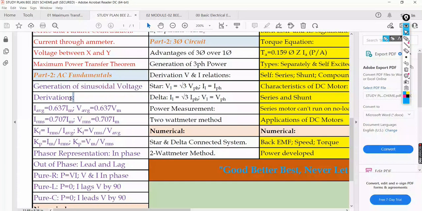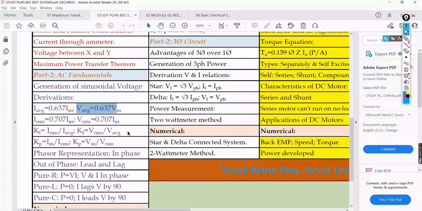Then the derivation with respect to the alternating component. There will be an average current. Average current is nothing but, whatever the source, if you need the replacement of AC by DC, it has to cause the same amount of charge to be transferred to the circuit element. That is called the average quantity. It might be a voltage, it might be a current. If it is a current, I average is equal to 0.637 into Im. If it is a voltage, 0.637 into Vm. Vm is what?